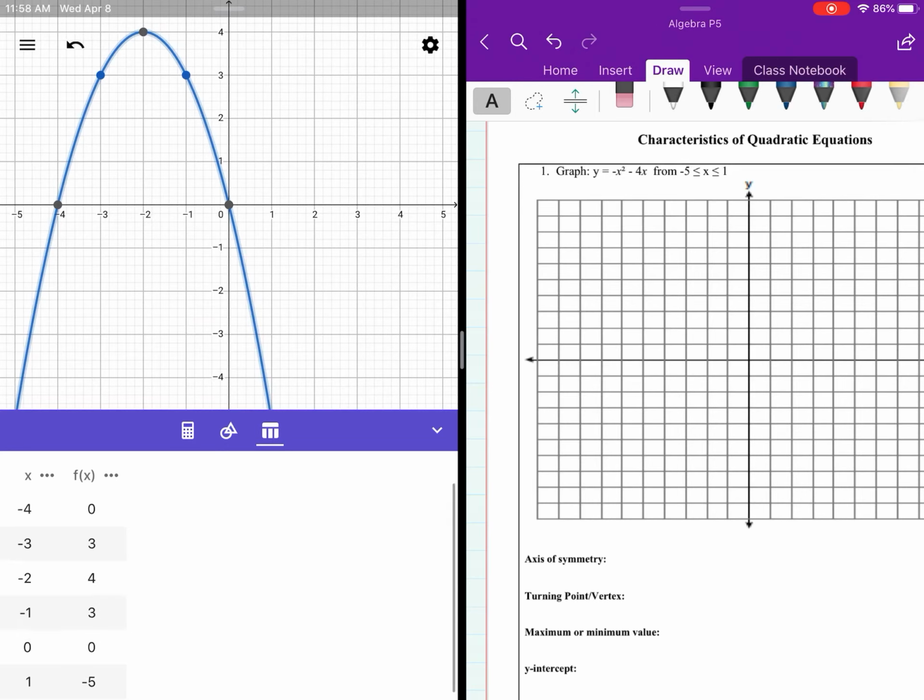And so the coordinates are (-5, -5), (-4, 0), (-3, 3), (-2, 4), (-1, 3), (0, 0), and (1, -5). So this is what the graph looks like. Because I gave you that interval, we don't have to put arrows on it.